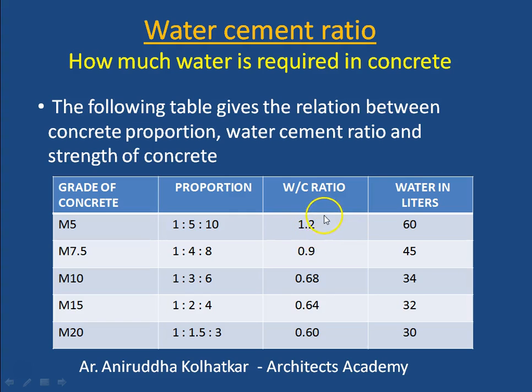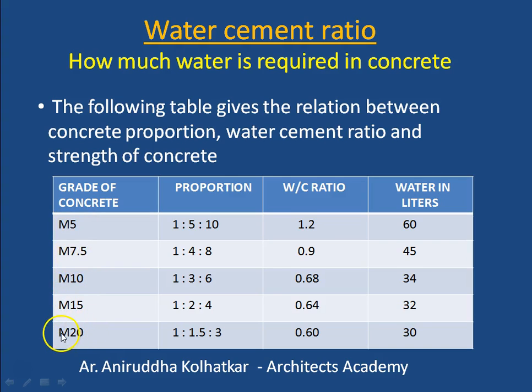So when we multiply this water cement ratio by the weight of one bag of cement, that is 50 kg, we get the amount of water required in liters, that is 60 liters. The same is true for all other grades of concrete.